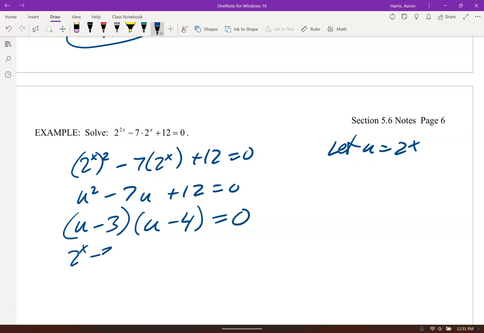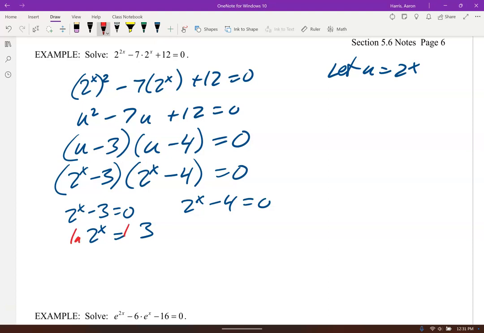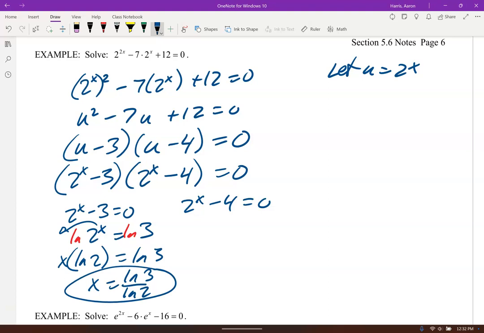And u is 2 to the x. So replace it back in, set each one equal to 0: 2 to the x minus 3 equals 0, 2 to the x minus 4 equals 0. Add 3, 2 to the x equals 3. I'm going to have to take the natural log of both sides. I can take the natural log of 3, that's okay, and then I'm going to put that x in front. So x ln of 2 equals ln of 3, so x equals ln of 3 over ln of 2. Okay, there's one of our answers.